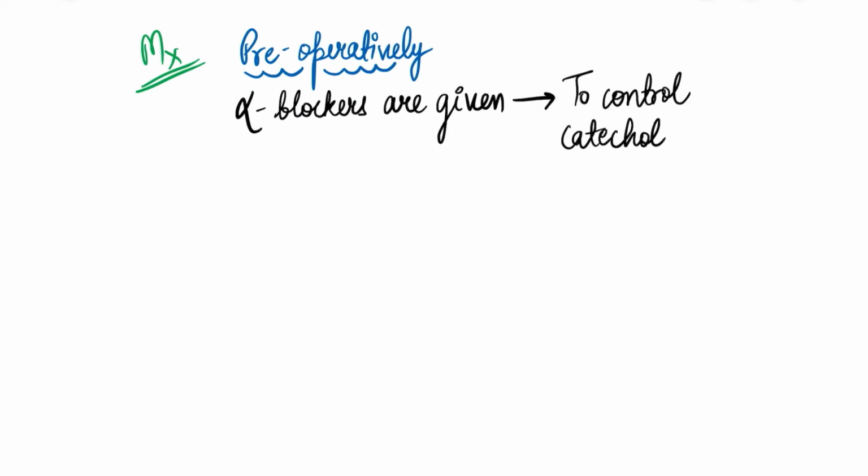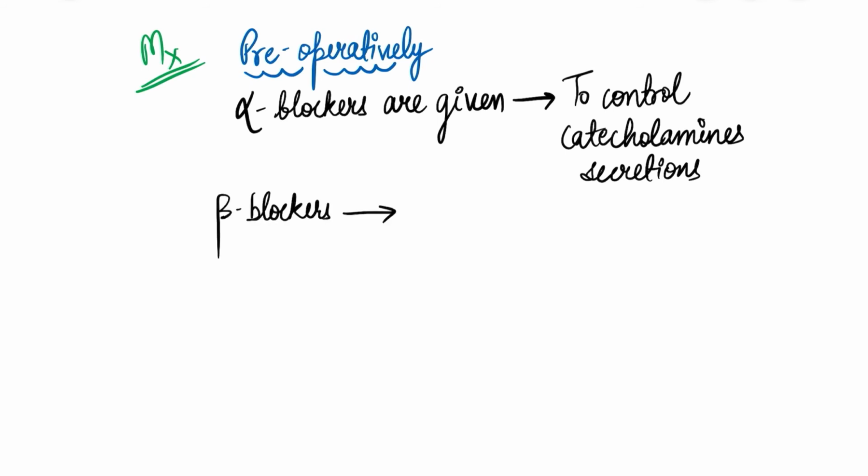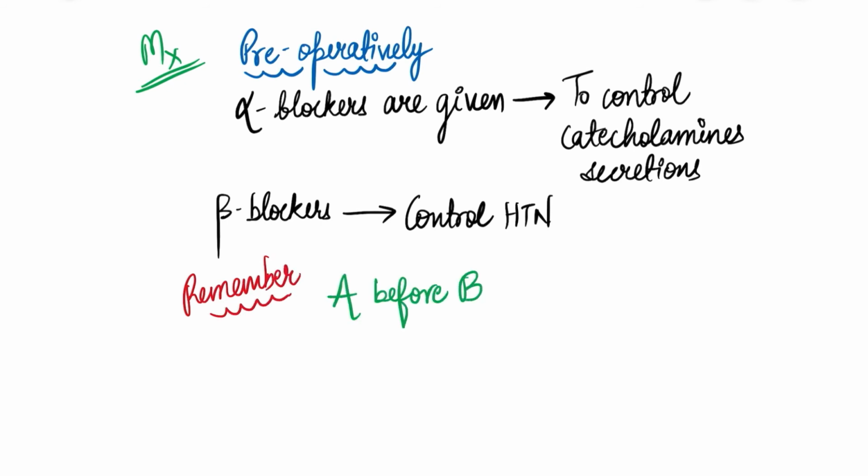So for management, pre-operatively, we are going to control the symptoms of the patient. First, we are going to give alpha blockers, which are actually to control the catecholamine secretion, and then we give beta blockers to control hypertension. Remember this by a simple mnemonic A before B.